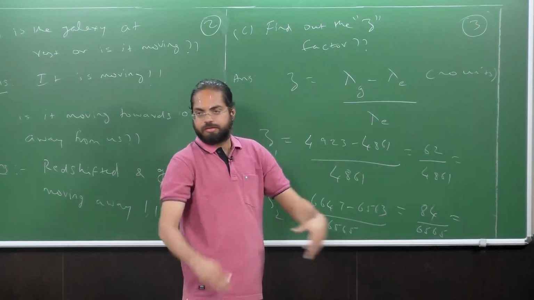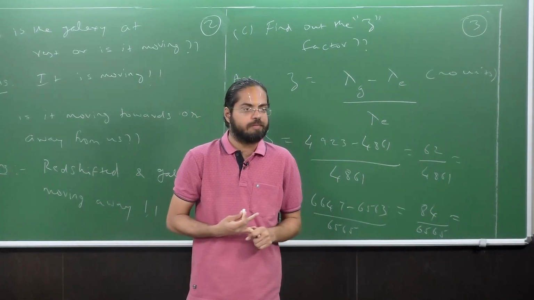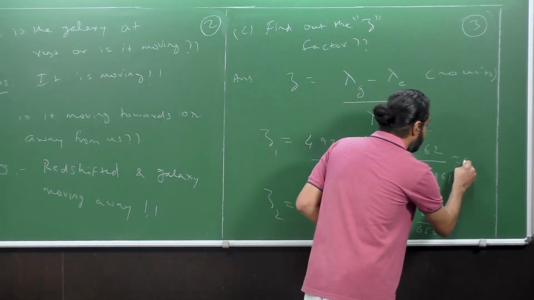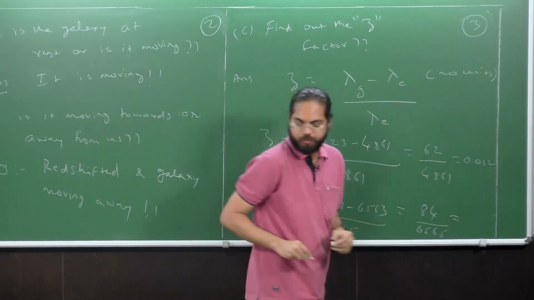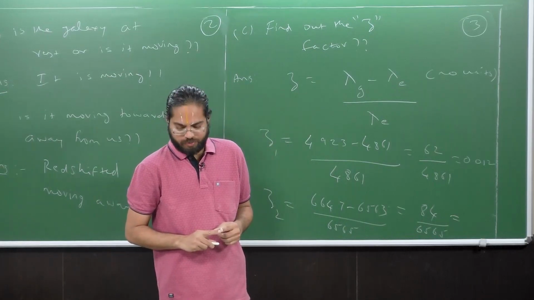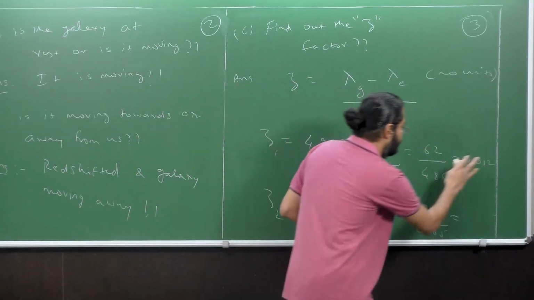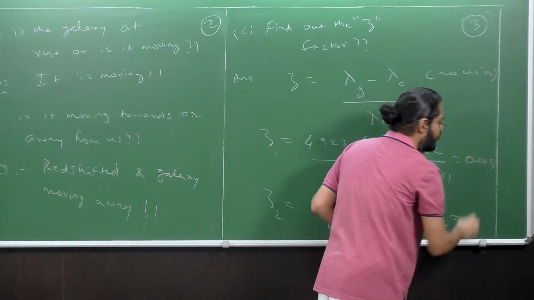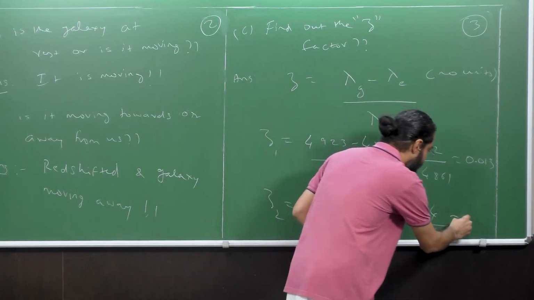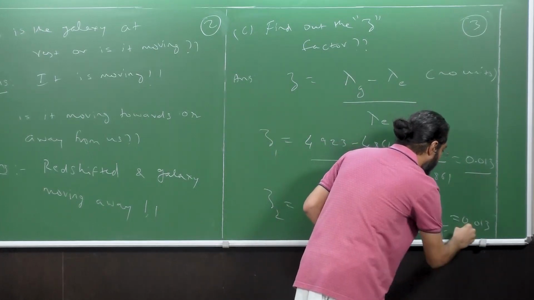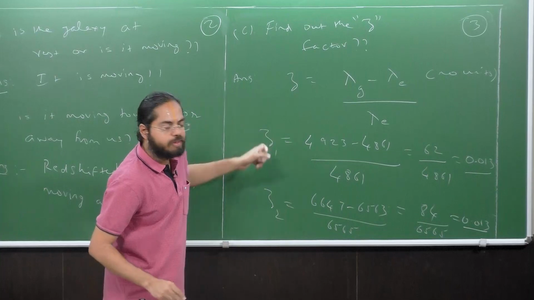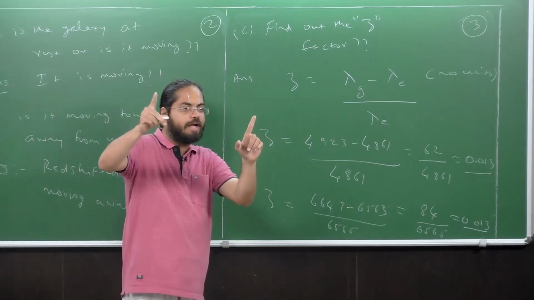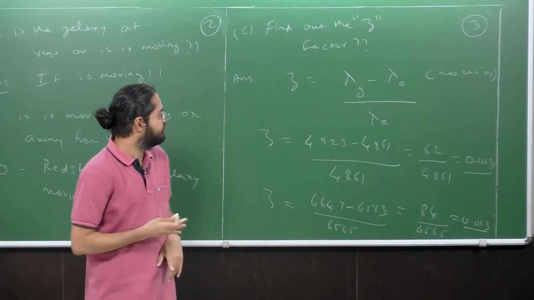And what are these two numbers? I'll let you calculate it yourself, and the number is going to be approximately 0.012, correct? Yeah, you can approximate it to 0.013. Round it to this many decimals. It's the same here. And notice that both Z1 and Z2 are the same. In other words, we understand that for both the lines, the shifting is uniform.